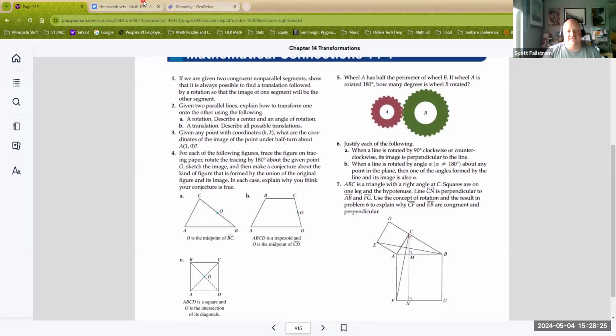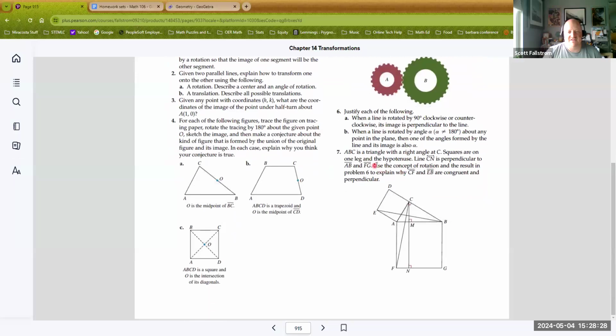All right. What do we have then? 7, 12. So 7, ABC is a right triangle. Squares are on one leg and the hypotenuse. Line CN is perpendicular to AB and FG. Okay. Use the concept of rotation and the result of problem 6. So again, I didn't assign problem 6 specifically, but you can use the result of it, so you don't have to go through and solve it. When a line is rotated 90 degrees clockwise, its image is perpendicular to the line.